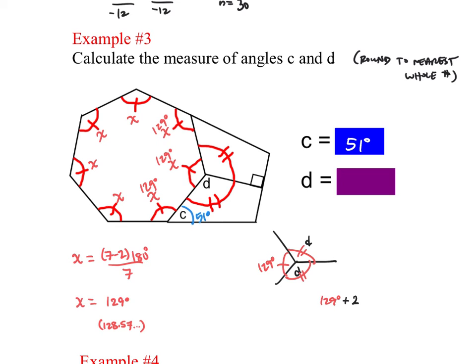plus 2D is equal to 360. All right, you can see that if I added 129, this angle measurement here, plus 2 of these angles, which are going to be equal in measure, I'm calling them D, 2D is equal to 360. I'm going to subtract 129, which is 231, and divide by 2. So I get that D equals 115.5 degrees.